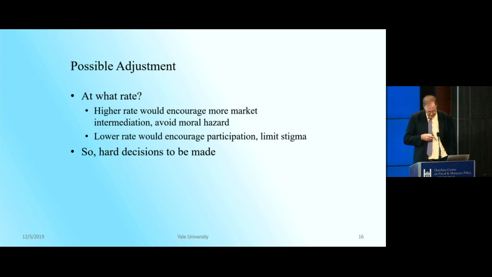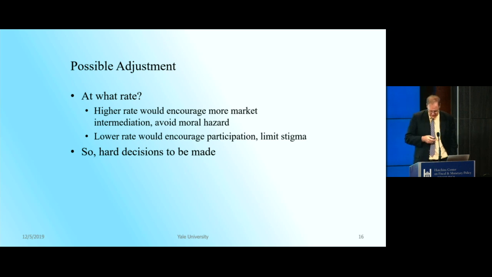Higher rates would, of course, encourage more market intervention. It would reduce footprint. It would avoid moral hazard. You wouldn't end up with a large group of smaller, perhaps weaker banks borrowing regularly from the Fed through the RP facility, which you might be pretty uncomfortable about.